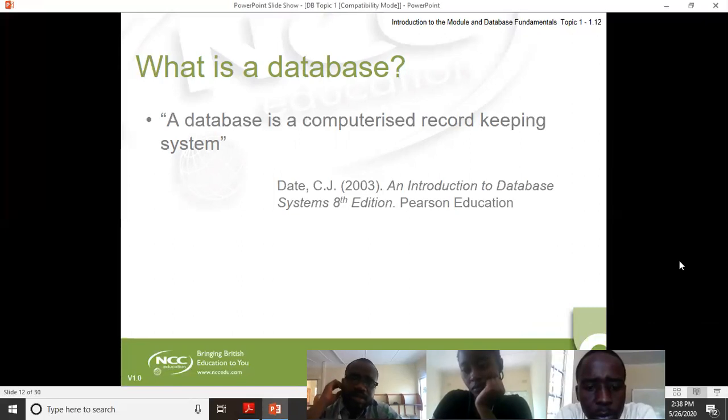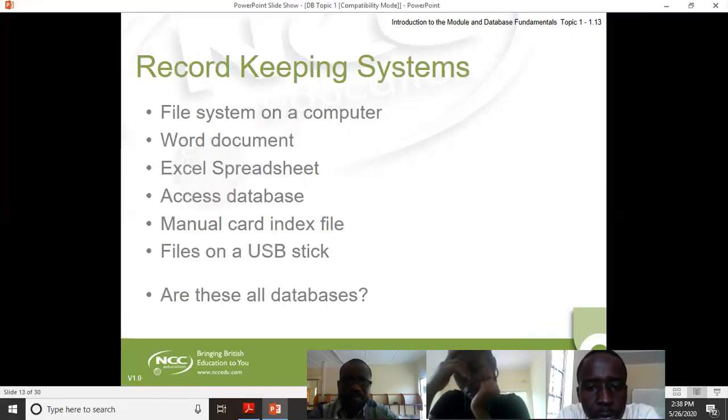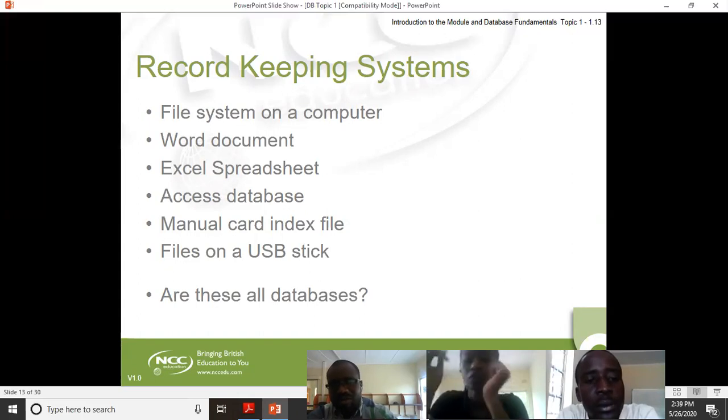So a database is a computerized record-keeping system. This definition is just a general definition for someone to answer, but for people like you in this field, you have to answer it in a more technical way. A file system in a computer is record keeping. Word documents are record keeping. Excel, Access, but are these databases? No, they are actually record keeping.